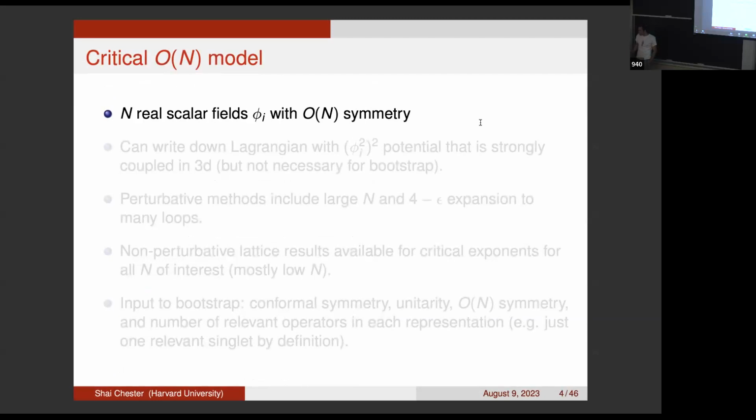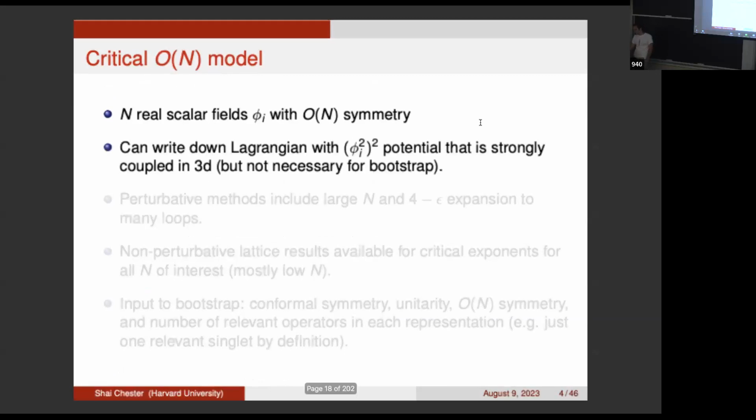Okay, so let's begin with probably the simplest CFT, which is the critical O(N) model. This is just N real scalar fields phi_i with an O(N) global symmetry. So you can write down a Lagrangian for this theory, which is just a kinetic term plus a phi to the 4 potential. And usually we're interested in discussing this theory in 3D, because in 4D it's just a free theory and 2D doesn't exist. So 3D is an interesting case.